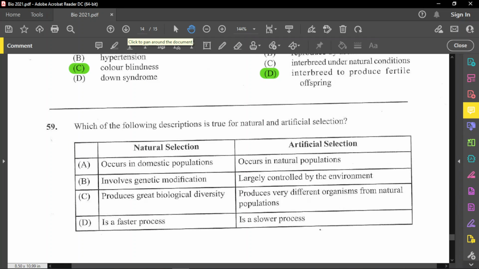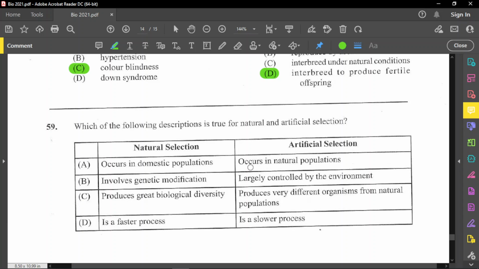All right. So which of the following descriptions is true for natural and artificial selection? Natural and artificial selection. Now, here it said that natural selection occurs in domestic population. Not true. It's domestic and normally artificially select them. So I would not say that is true for that. Occurs in natural population. That is more natural selection. I would say go for that one.